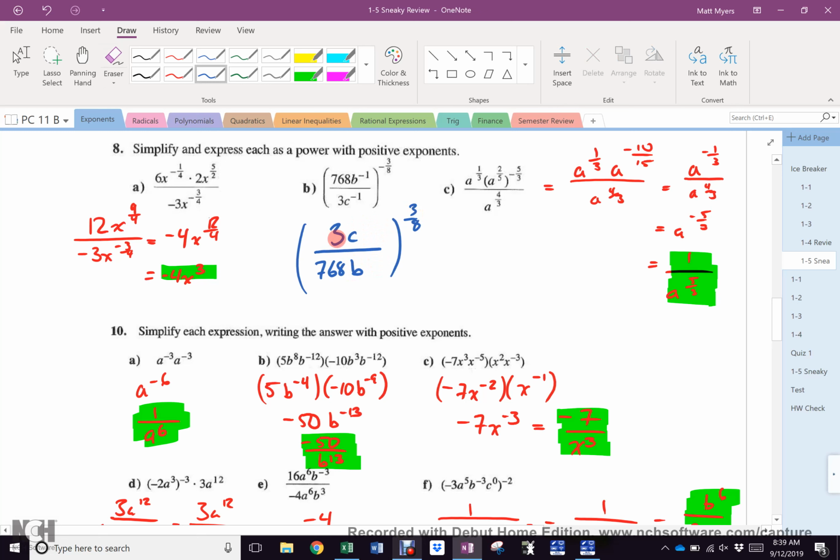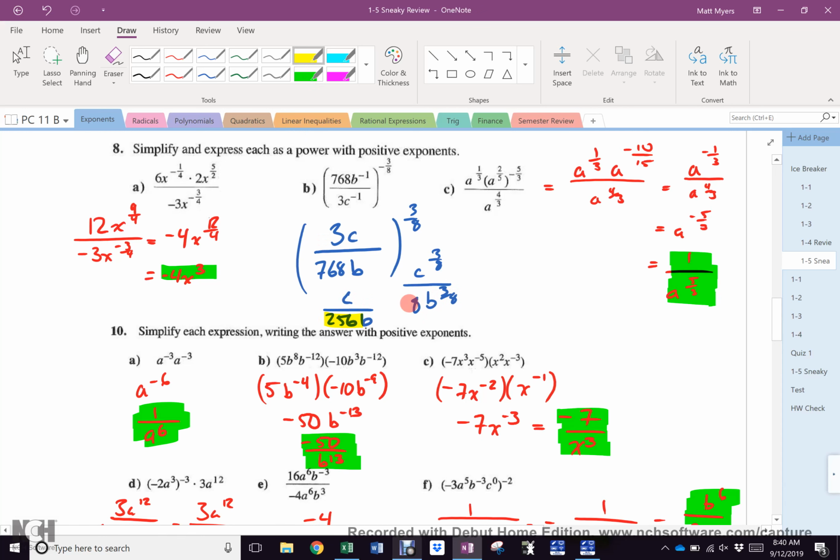What's 3 divided by 768? That gets you 1/256th c over b, yes? Then I want 3/8, the 8th root of all this. Oh wait, I only want it as a power. So it's c to the 3/8 over. Now, 256 does have an 8th root. It is 2. So this is 2 cubed, which is 8b to the 3/8.